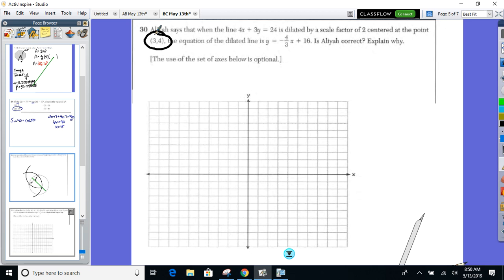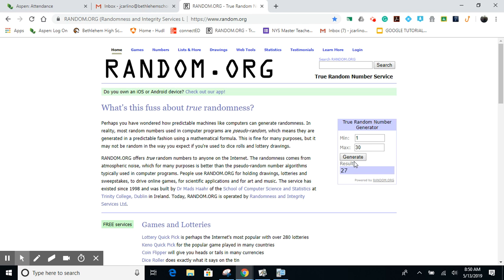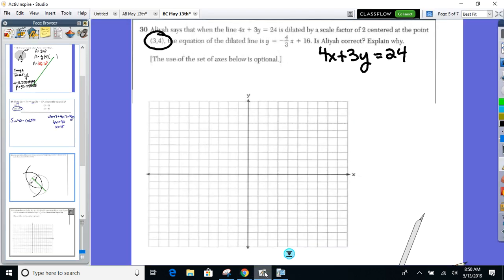Well, let's figure it out. First of all, what's this line look like? 4x plus 3y. Let's dilate it ourselves and see if she's correct. I'd like to see what it looks like on a graph, but I can't do that until it's y equals. So can I get a little help getting into y equals form? Okay, so 3y equals negative 4x plus 24. What do you want to do next? Okay, so I'll end up with y equals negative 4 thirds x plus 8, everyone, for that line. Remember, this is the line we're going to dilate.